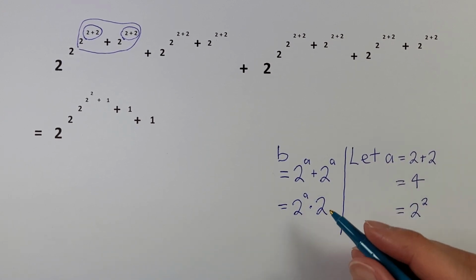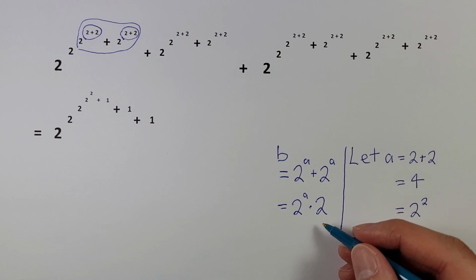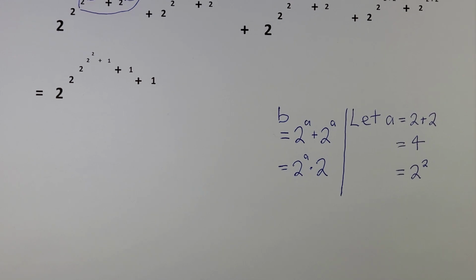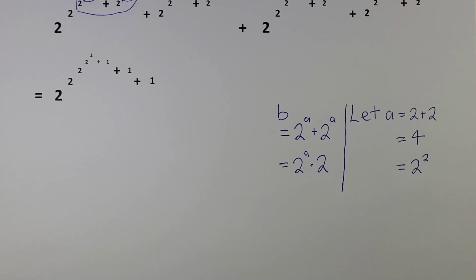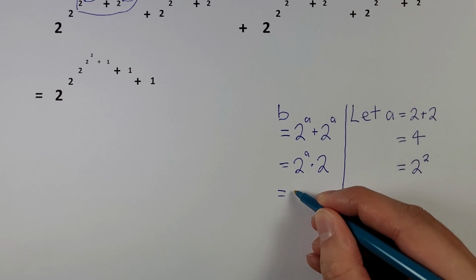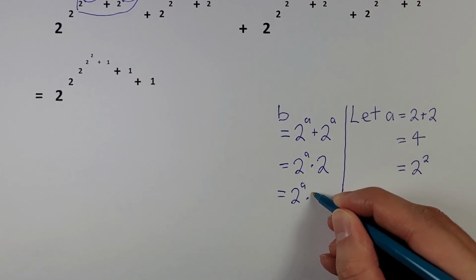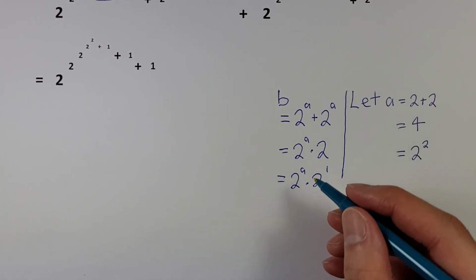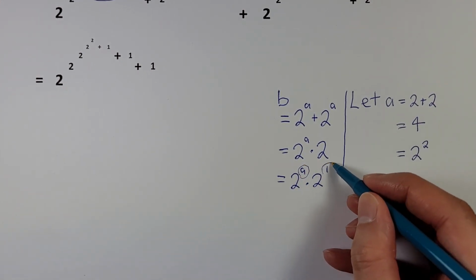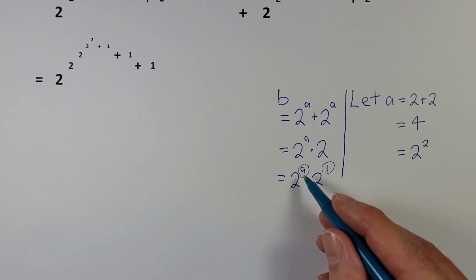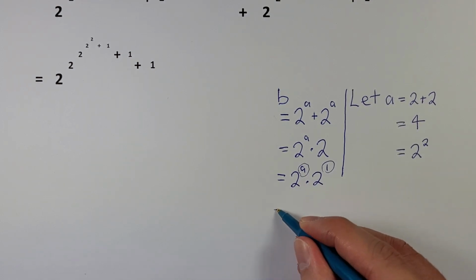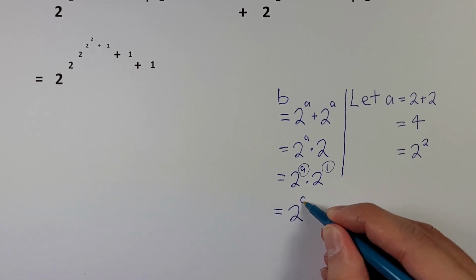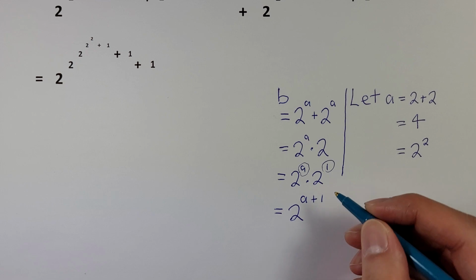In addition, 2 here equals 2 to the power of 1. So I can rewrite this some more: 2 to the a times 2 to the 1. And because we have two exponents here, a and 1, and we're multiplying 2 to the a by 2 to the 1, I can add these exponents. That is, this equals 2 to the power of a plus 1.